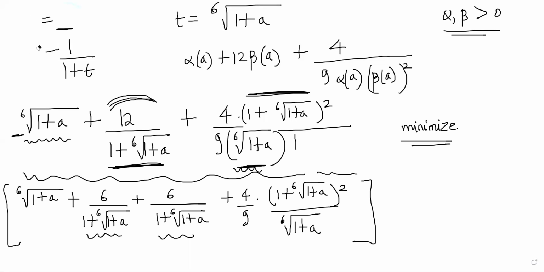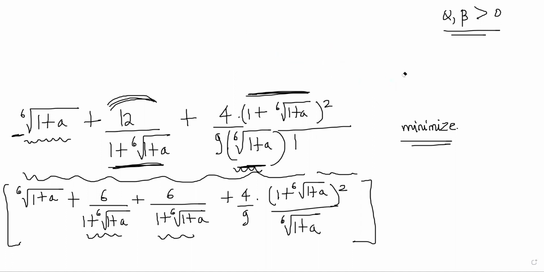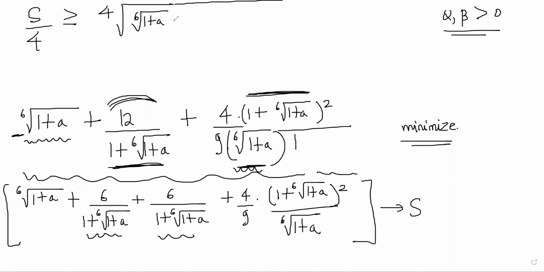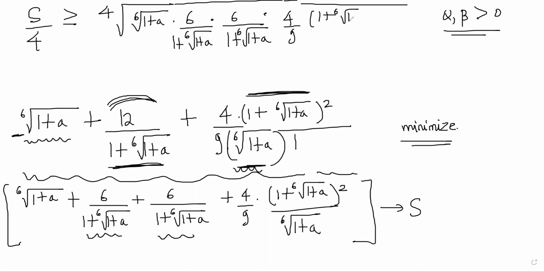What is AM-GM going to say? It is going to say that the sum of all these 4 divided by 4 is greater than or equal to the 4th root of the product, right? So we can say that this whole thing is S. We can say S by 4 is greater than or equal to the 4th root of the product of these terms. What is the product of these terms? Let's see that. This is 6th root of 1 plus a multiplied by 6 by 1 plus 6th root of 1 plus a multiplied by 6 by 1 plus 6th root of 1 plus a multiplied by 4 by 9, and we have 1 plus 6th root of 1 plus a whole square by 6th root of 1 plus a.